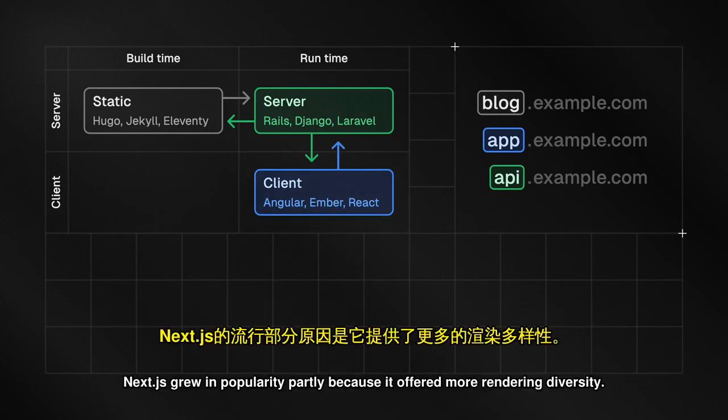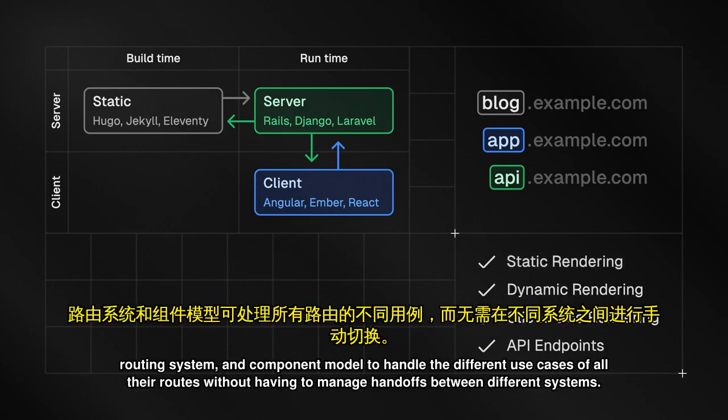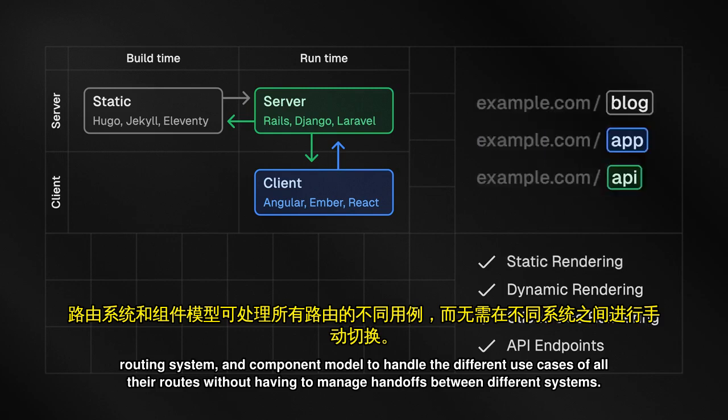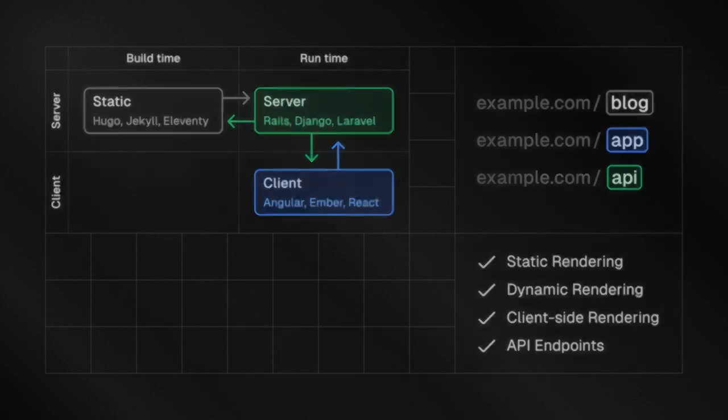Next.js grew in popularity partly because it offered more rendering diversity. Teams could use the same tool in the same language, routing system, and component model to handle the different use cases of all their routes without having to manage handoffs between different systems. So what does all this have to do with partial pre-rendering?